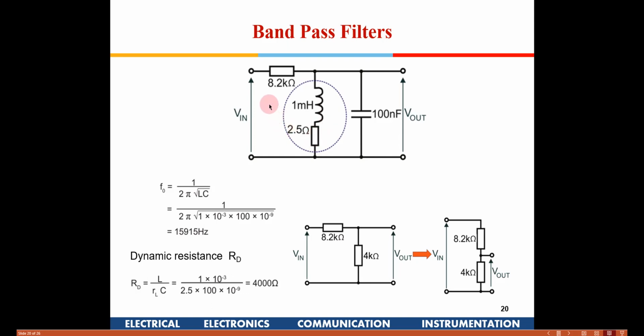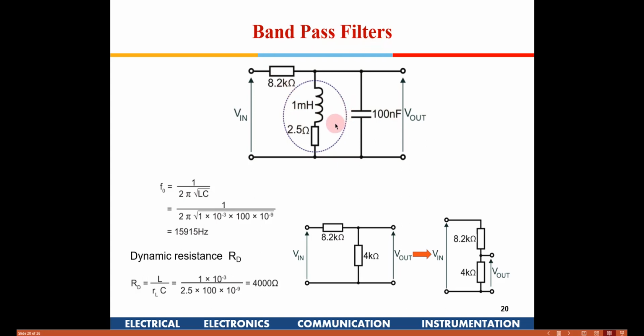Now what happens at low frequencies? At low frequencies this inductor will act like a short circuit, so they will get attenuated. At high frequencies this capacitor is going to act like a short circuit. At low frequencies the inductor is going to short, at high frequencies the capacitor is going to short, and the mid frequencies will pass through this circuit. So that is why this is also known as a band pass filter.